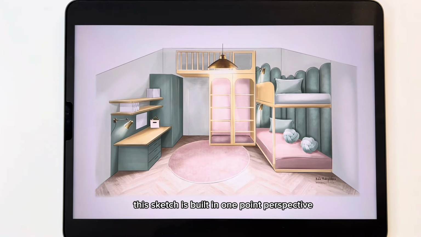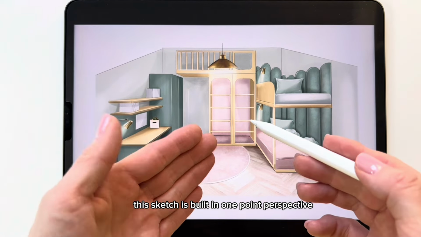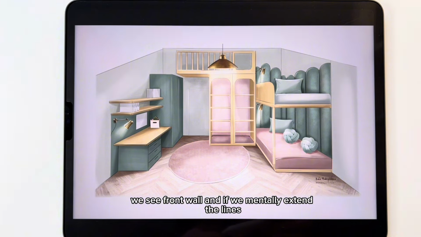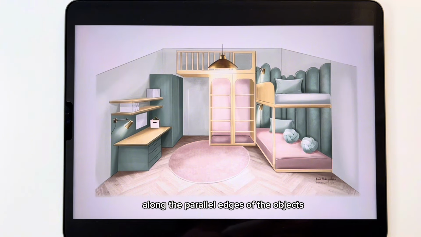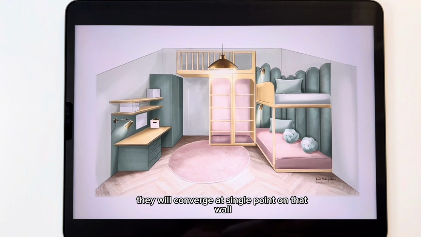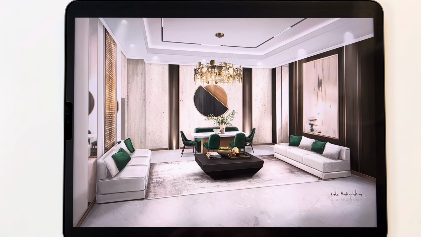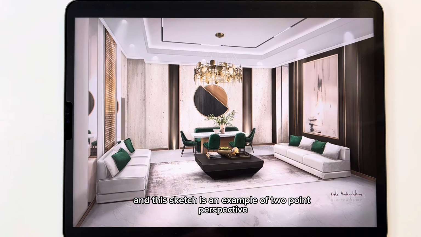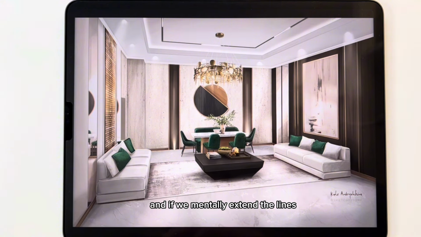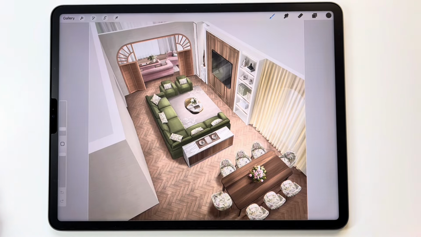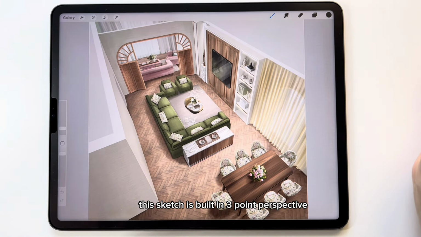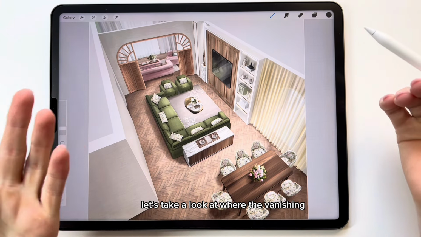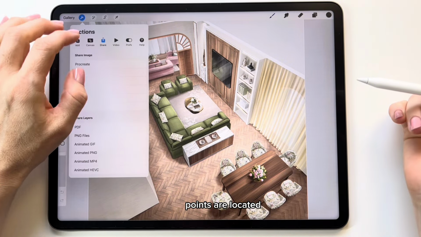For example, this sketch is built in one-point perspective. We see the front wall, and if we mentally extend the lines along the parallel edges of the objects, they will converge at a single point on that wall. And this sketch is an example of two-point perspective, and if we mentally extend the lines, they will meet at vanishing points to the left and right. This sketch is built in three-point perspective. Let's take a look at where the vanishing points are located.